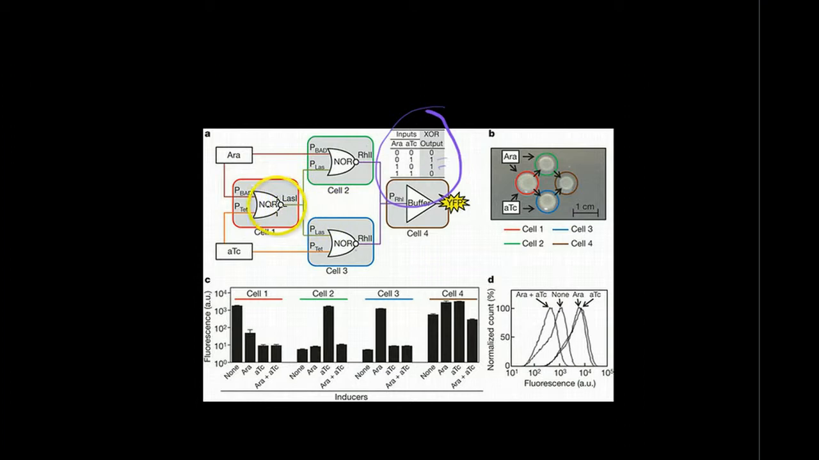So this cell is then wired to cell 2 and cell 3. The output of cell 1 is wired to cell 2 and cell 3 and acts as an input for cell 2 and cell 3, in addition to arabinose for cell 2 and ATC for cell 3. So I just said cells 2 and 3 use arabinose and ATC as their second inputs, and now their output over here is RhlI, which produces C4HSL, which is N-butyryl homoserine lactone.